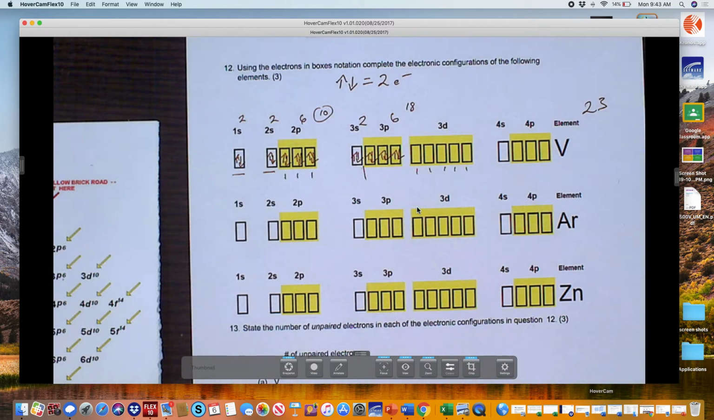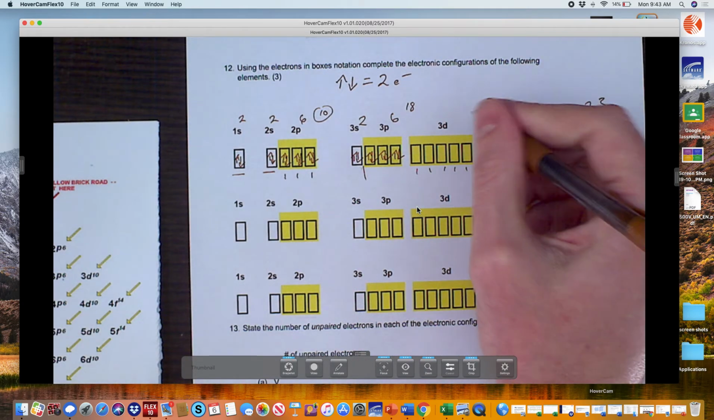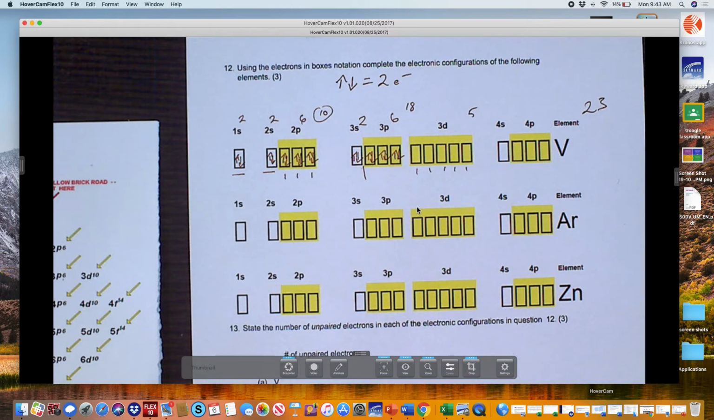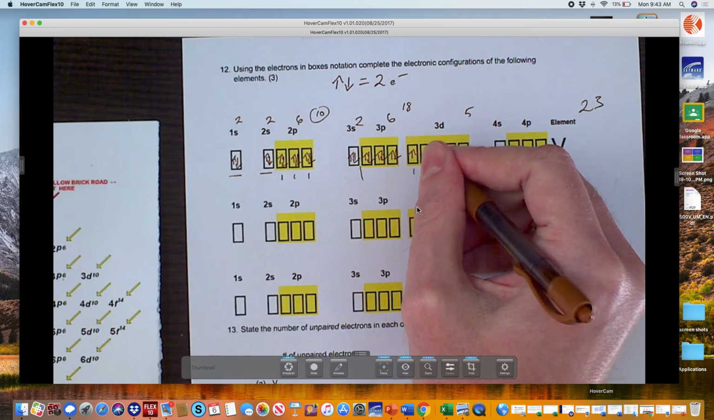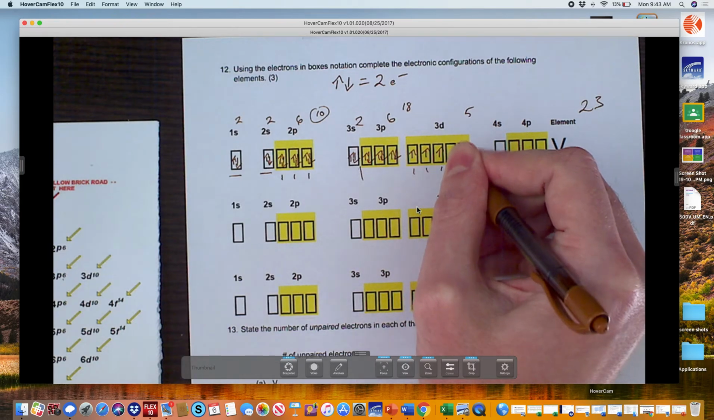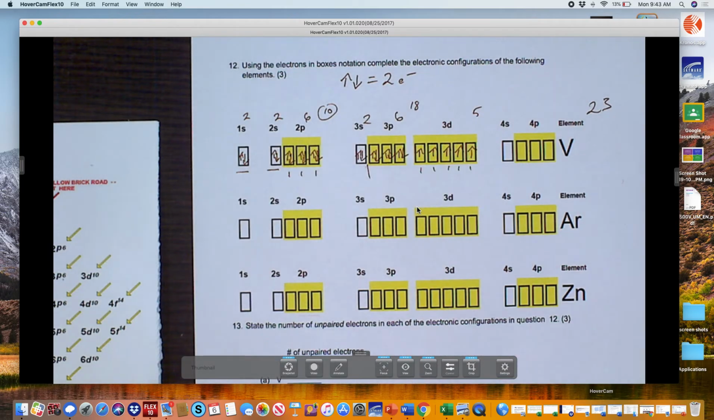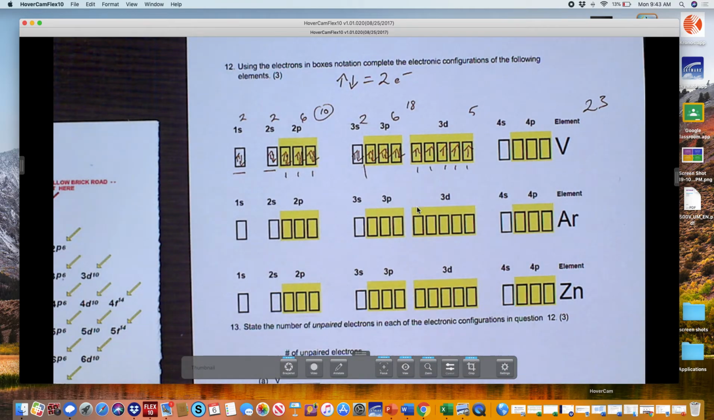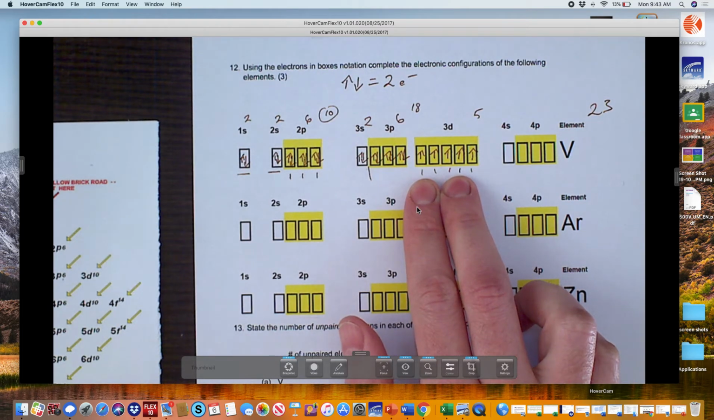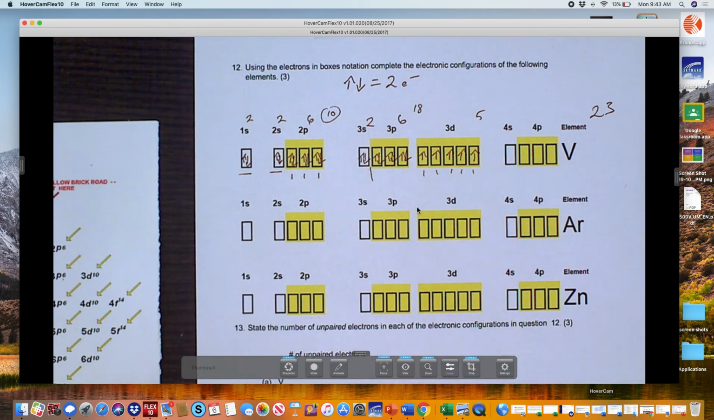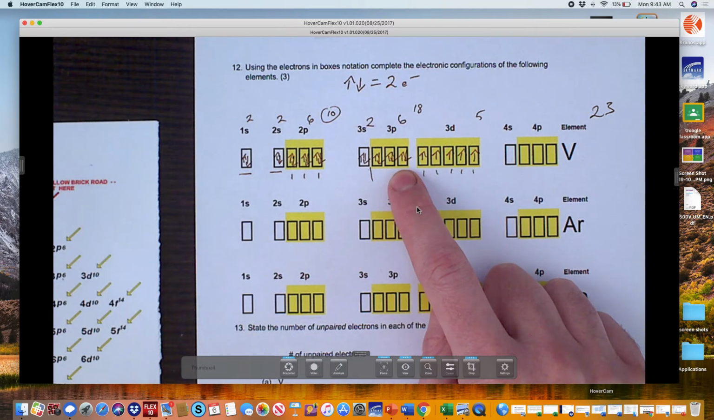So I have 5 electrons left, and those 5 electrons are going to go in the d suborbitals. Now, each suborbital can hold 2, but we start by filling each one with 1. And then we would go back and fill with a second. So this one here actually has 5 partially filled d suborbitals. They only have 1. If I had 6 electrons, then we would do the double filling.